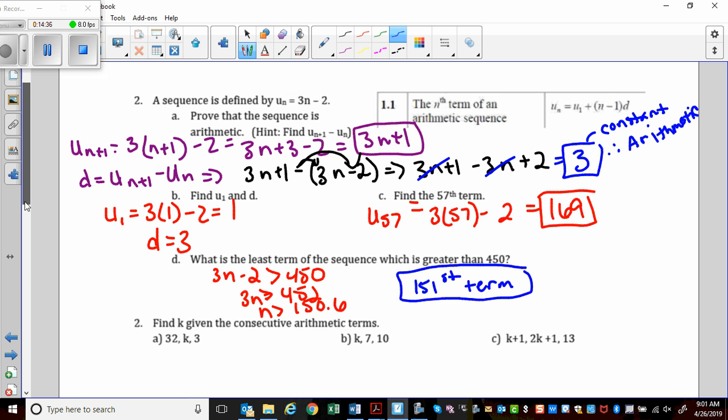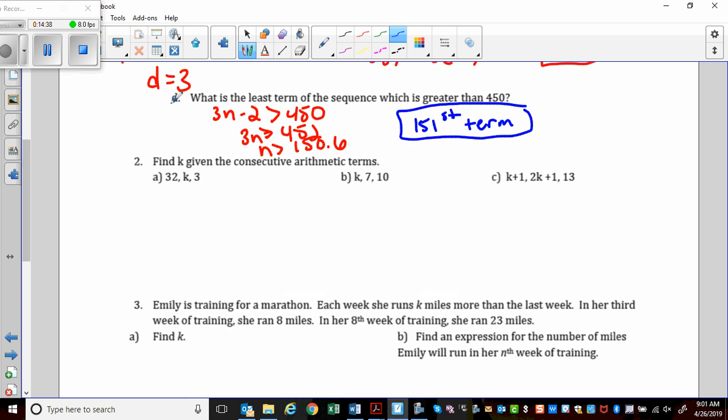This is a good test question, so I'll put a little star by it. Find the k given the consecutive arithmetic terms. Oh, find k. So there's a missing number here, and we've got to find out what we're trying to do. It looks like we're decreasing. 32 minus something is k, and minus something goes to 3.